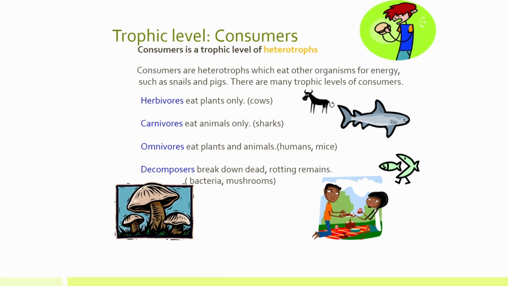The next trophic level, consumers, includes herbivores, which eat plants only, like a cow, or carnivores, which eat animals only. An example would be a shark. Omnivores eat plants and animals, like humans, or mice, if you want another example. And decomposers break down dead, rotting materials, like bacteria and mushrooms, for example. So consumers are heterotrophs, which eat other organisms for energy, such as snails and pigs, and there are many trophic levels of consumers.